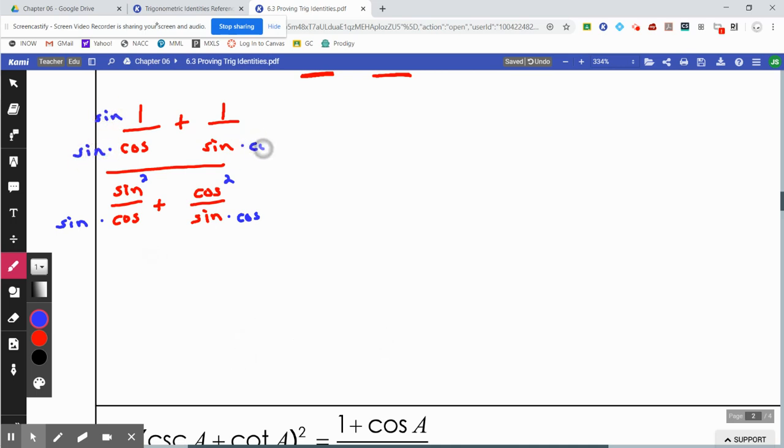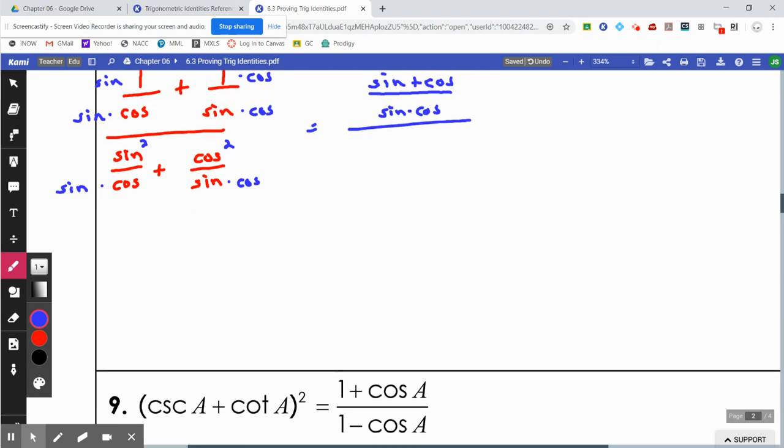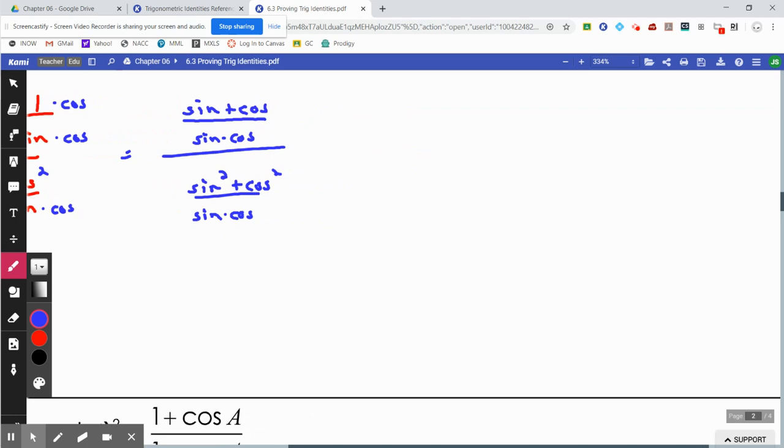And multiply top and bottom here by cosine. So that turns the top of my fraction into, I've got a common denominator of sine times cosine, and the top is now sine plus cosine. On the bottom of my fraction, I have the exact same common denominator, sine times cosine, and the top is sine squared plus cosine squared. So this is going to clean up pretty nice here.